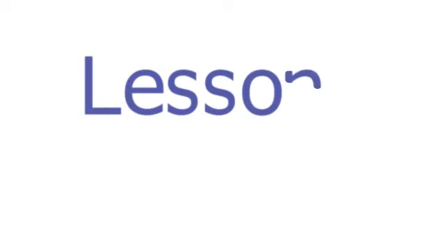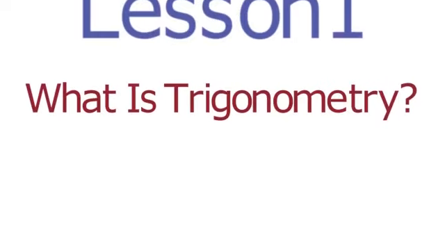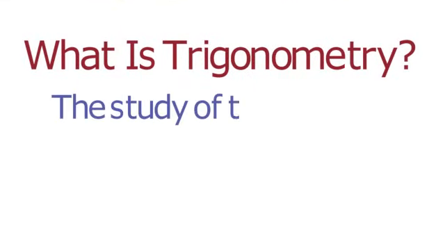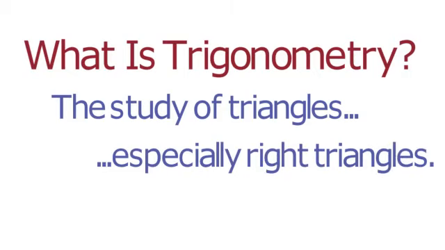Lesson 1. What is trigonometry? Trigonometry is a branch of geometry that focuses specifically on the study of triangles. The most important type of triangle studied in trigonometry is the right triangle.